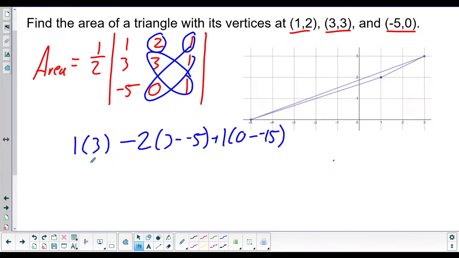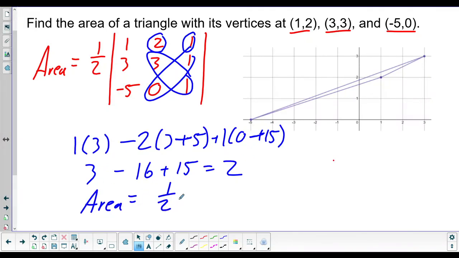So now we simplify this. This is 3. Turn that to plus. Turn that to plus. 3 plus 5 is 8. Times -2 is -16. And then 15 times 1 is 15. So -16 plus 15 is -1. Plus 3 is 2. This is our determinant. So our area is equal to 1/2 times 2. So our area is 1 unit. That's crazy. This whole triangle would fill up exactly one of these squares. That's crazy, isn't it?